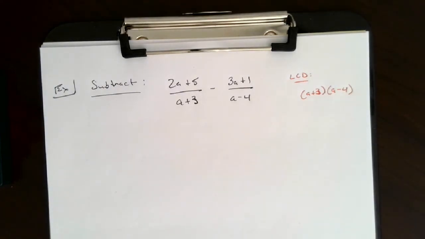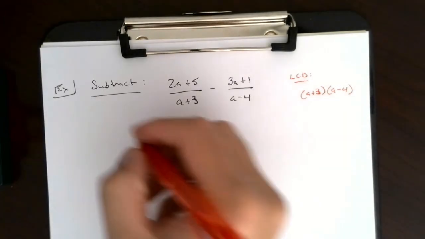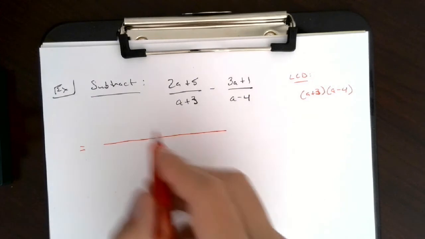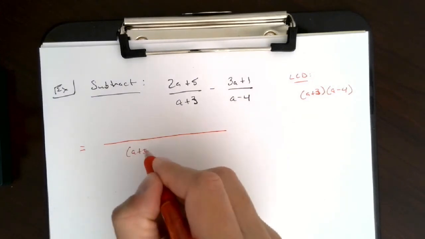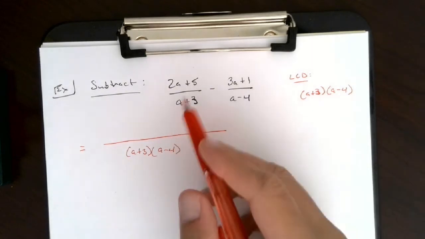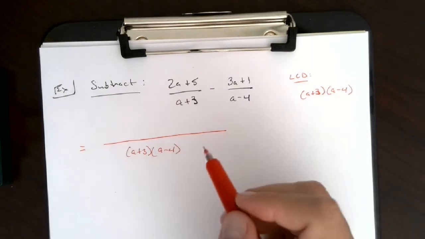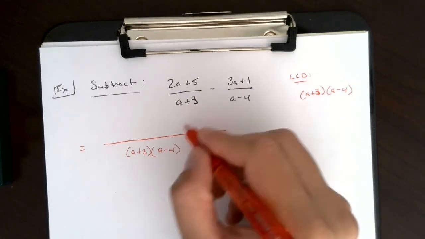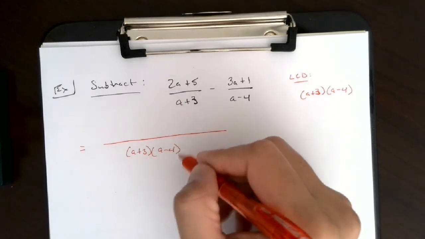And then once you have those, you again want to rewrite each fraction using the LCD. So I'm going to rewrite the whole thing over the LCD right away, because that's what's really going to happen when we subtract, right? They're going to all be written over the LCD. So I'm just kind of doing both fractions at the same time over the LCD. So for the 2a plus 5 over a plus 3, which factor is missing in the denominator to get to a plus 3 times a minus 4?